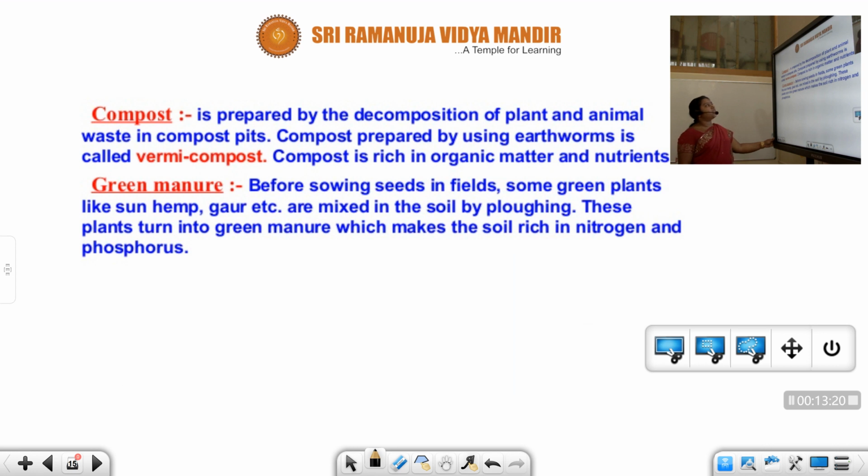Very simple procedure. That is, compost is prepared by decomposition of the plant and animal waste. Compost prepared by earthworms is called vermicompost. So it is rich in organic matter and nutrients.